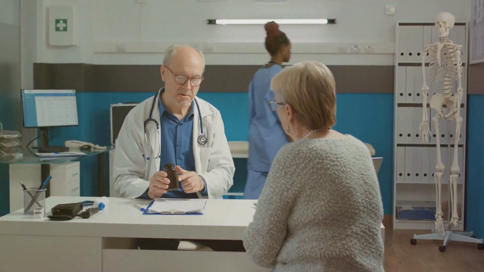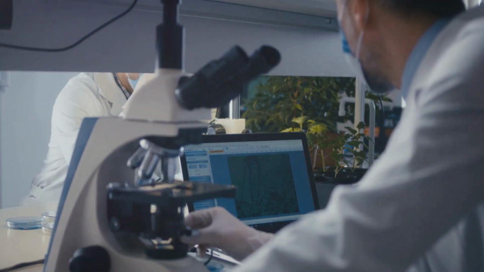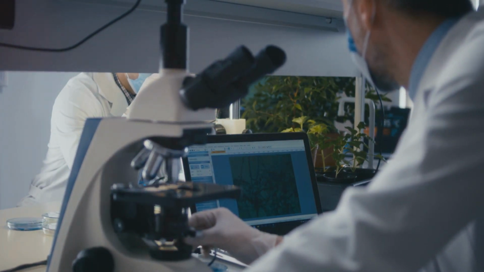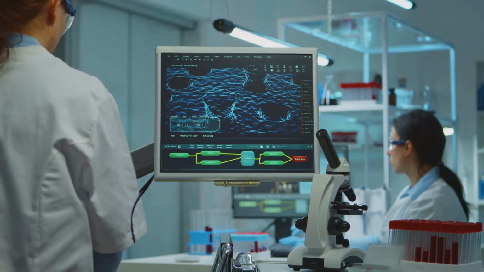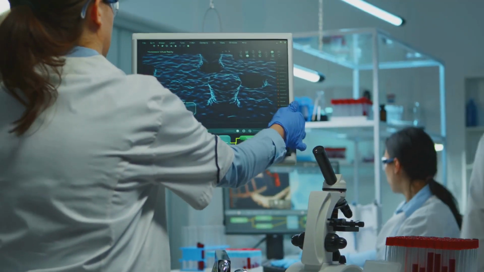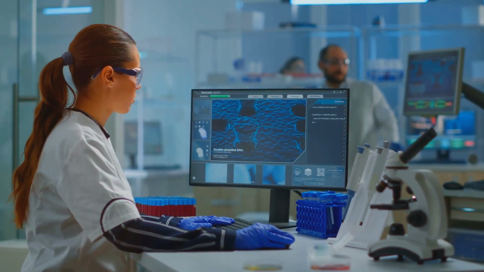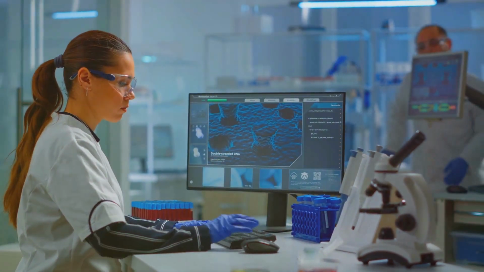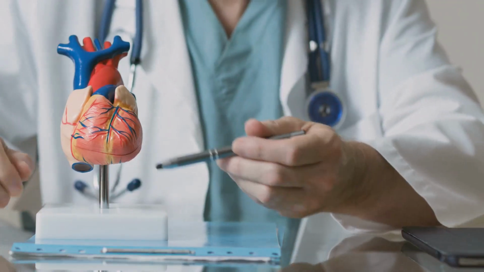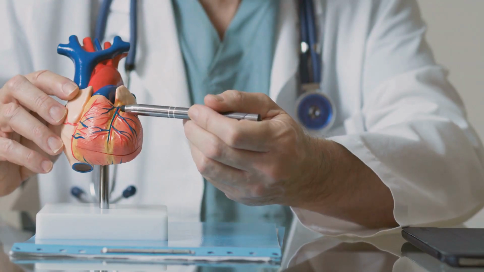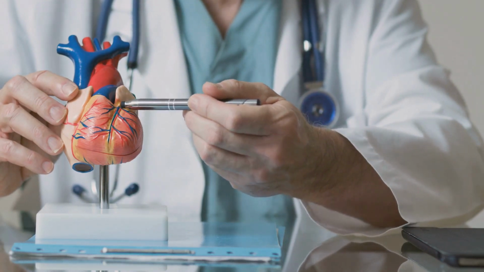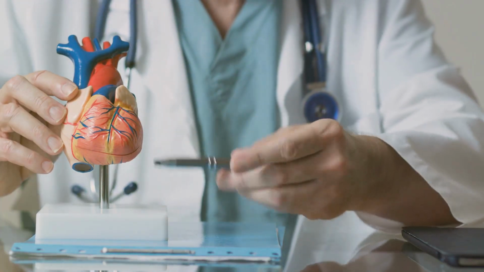There are several types of amyloid neuropathy, each characterized by the specific protein that forms the amyloid deposits. The most common types are hereditary transthyretin amyloidosis, or hATTR. This type is caused by mutations in the gene that produces transthyretin, or TTR, a protein made in the liver. The faulty TTR protein misfolds and forms amyloid deposits that primarily affect the nerves, heart, and other organs.